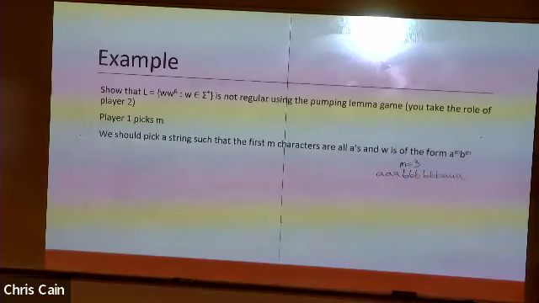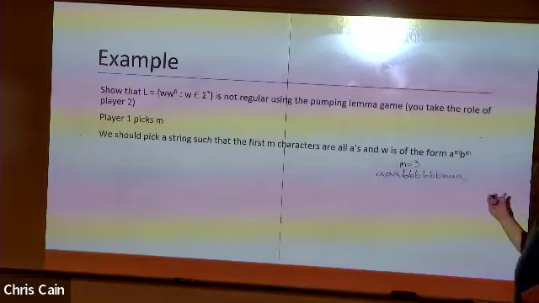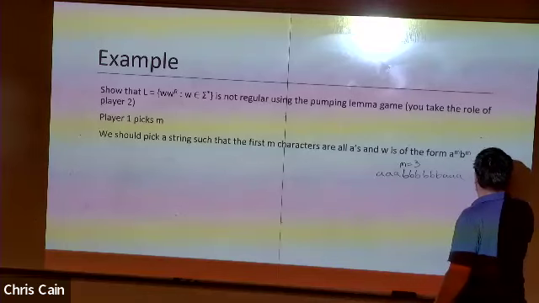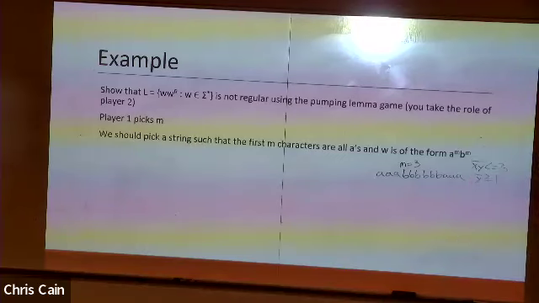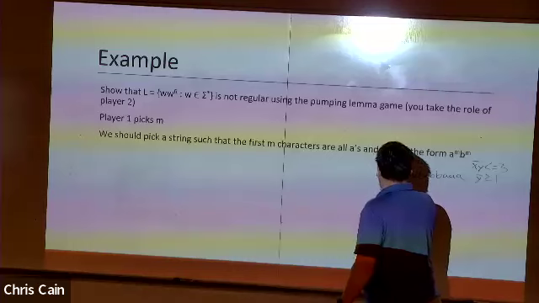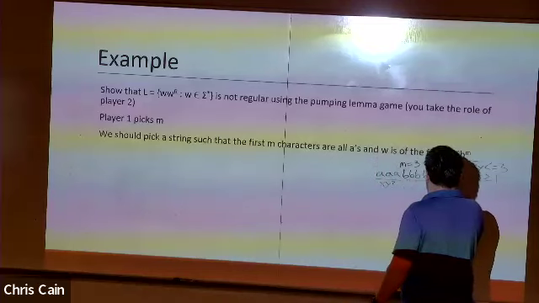So if M is 3, we need to pick a string of length 3 or greater. Well, 12 does the trick. 12 is greater than or equal to 3. So we pick this string. Going back to player one, they now need to pick something, needs to decompose. So the length of XY has to be less than or equal to 3. And the length of Y has to be greater than or equal to 1. So that means that X and Y have to come in the first 3 characters of this string. And somewhere out here is Z.